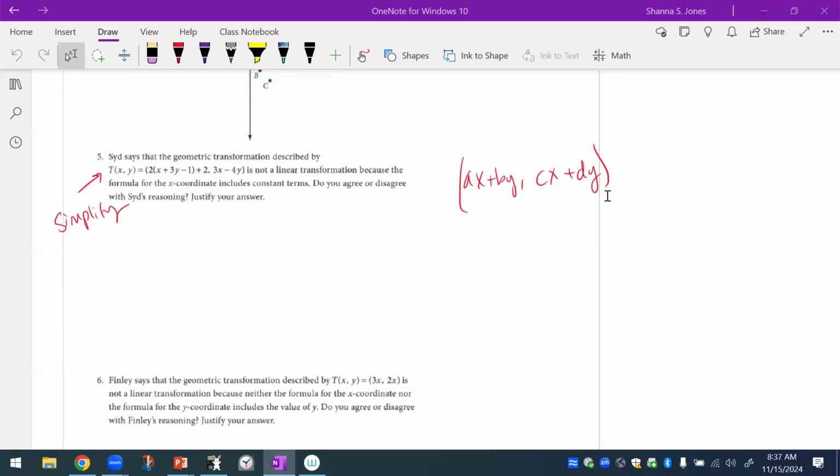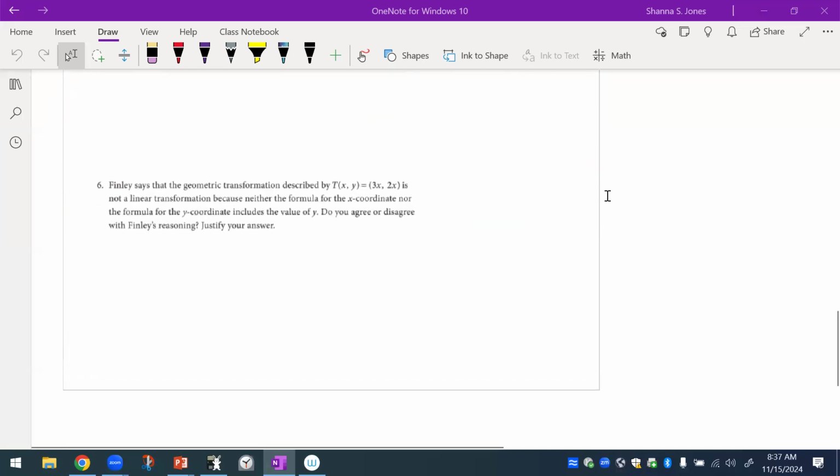That should have been your big takeaway from Wednesday. If the transformation has a constant with no variable, then it is not linear. It is only a geometric transformation. Okay, same thing here. Finley is saying that the geometric transformation is a linear transformation, and you're trying to decide, is Finley correct? So after you look at what Finley has, Finley says it's not a linear transformation, and you're going to prove or disprove that Finley is right or wrong.